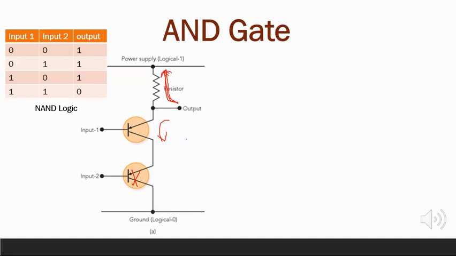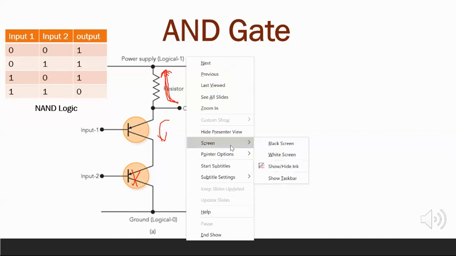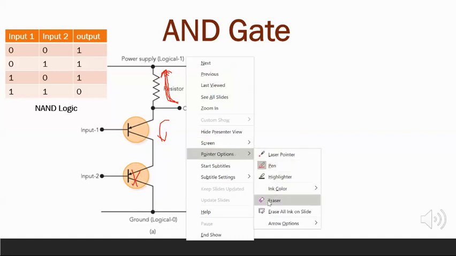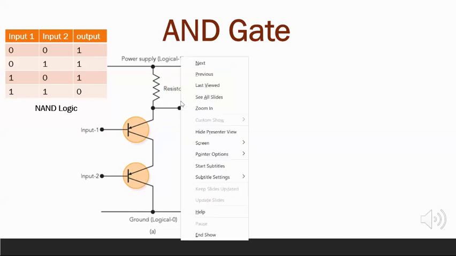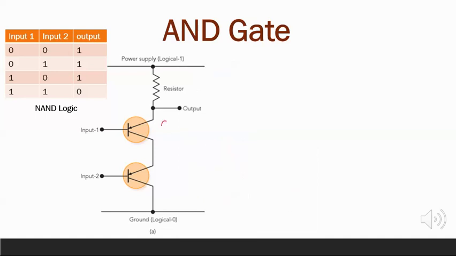When inputs 1 and 2 are both at a high level, both transistors will be conducting. So the output is pulled down to the ground. Therefore, the output becomes low level. That forms the NAND logic as shown in the NAND logic truth table.